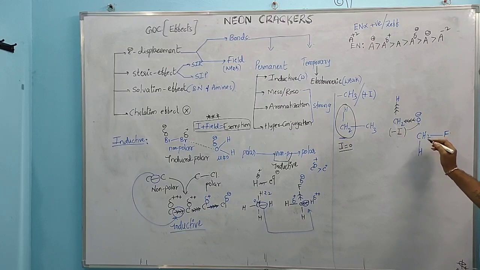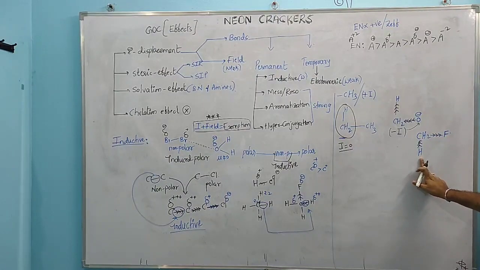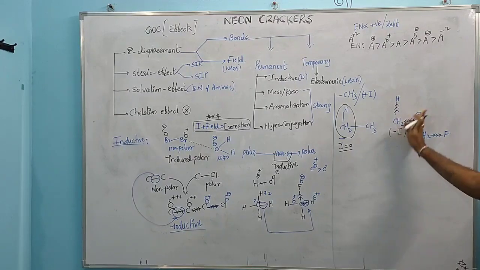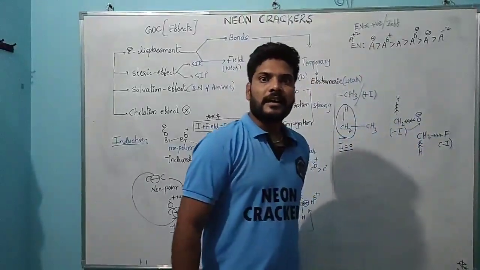Next one here. It is an electron withdrawing group. The C-F bond is already polar. In the influence of the polar bond, polarity is generated here, so this is called induced dipole. So here is the electron withdrawing group. What is the effect of fluoro on methyl? Minus I. Okay.